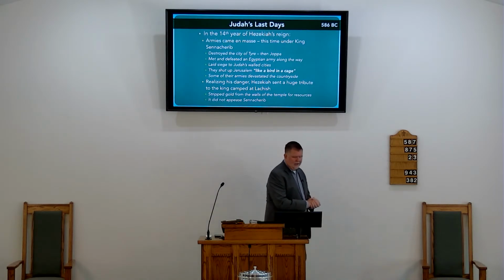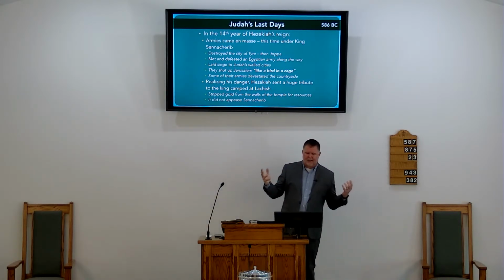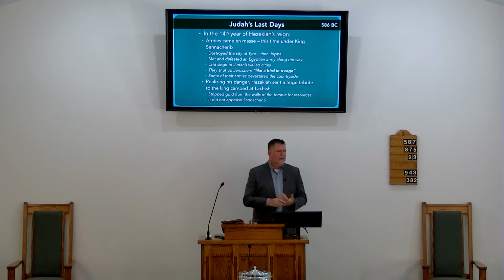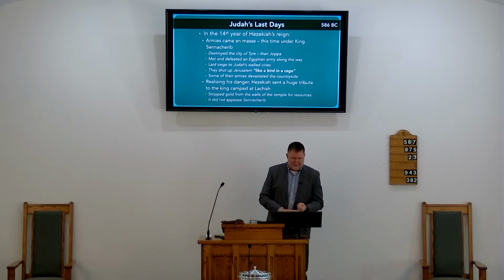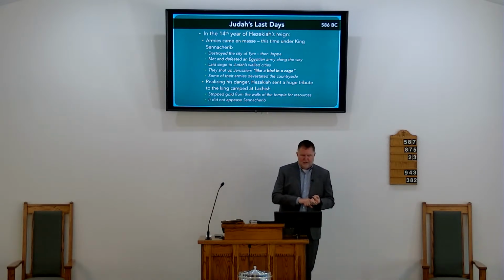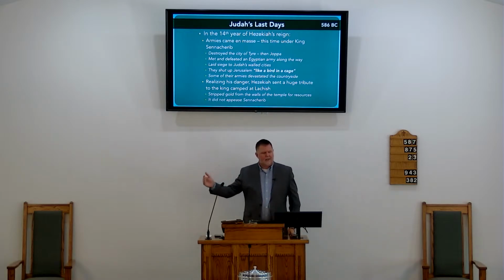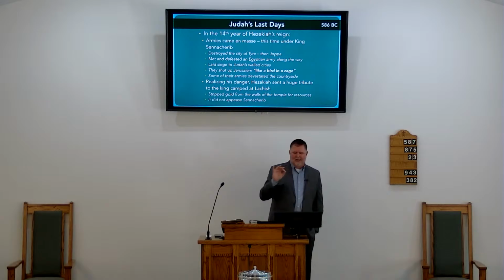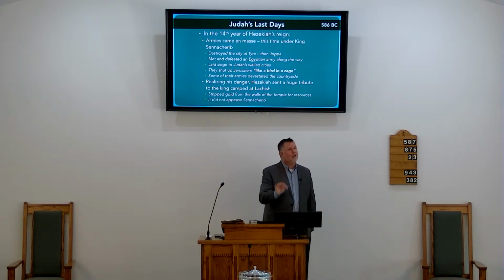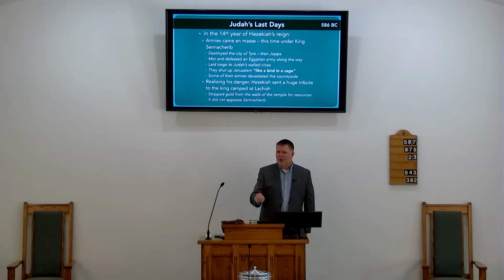14th year of Hezekiah's reign, the armies came en masse, this time under King Sennacherib. He destroyed the city of Tyre, then Joppa. He met and defeated an Egyptian army along the way. He laid siege to Judah's walled cities. There was a number of them. And it says in his own literature, Sennacherib's prism in particular, they shut up Jerusalem like a bird in a cage.